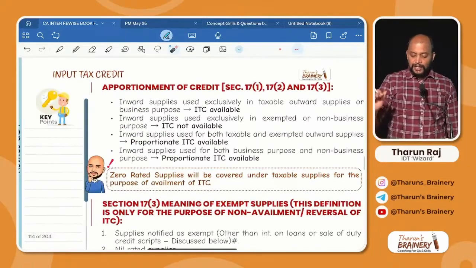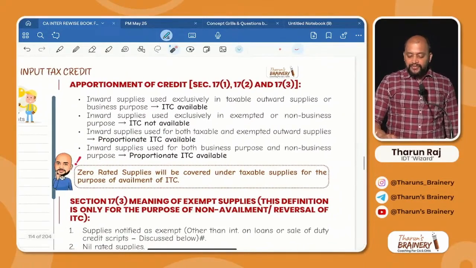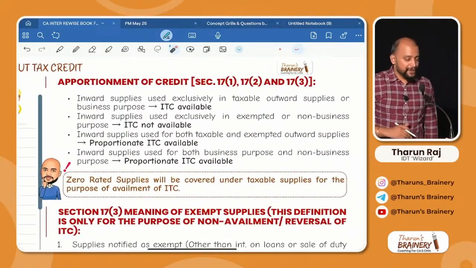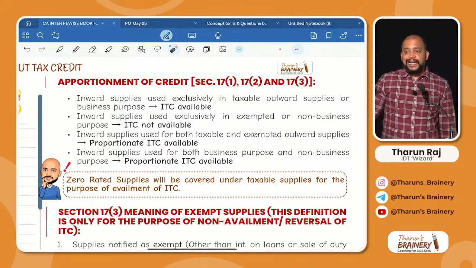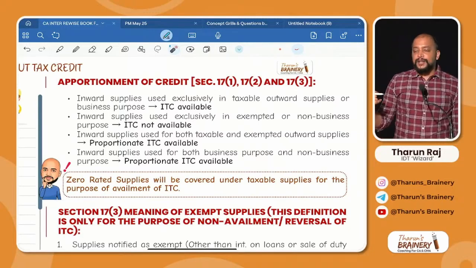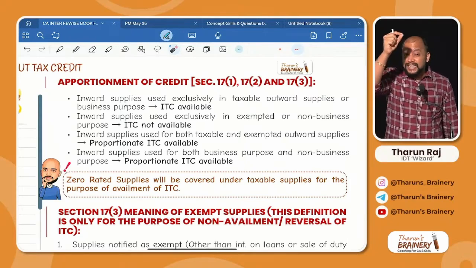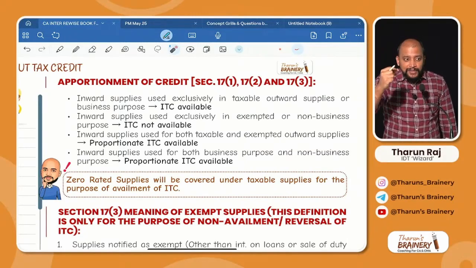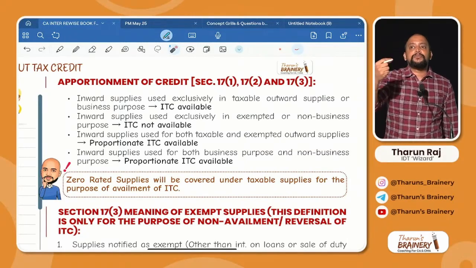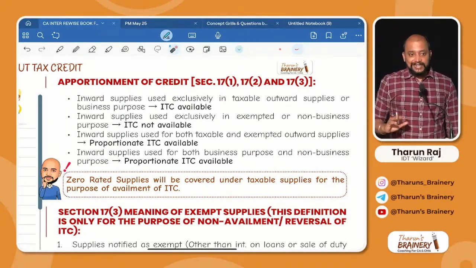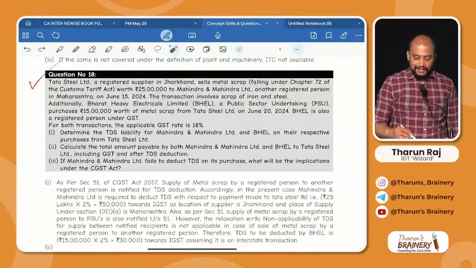Okay. Next, thereafter we have apportionment of credit and blocked credits and section 18, that is input tax credit in special cases. But related to this section 16, I told you the amendments. On that we have some questions on amendments. We will discuss that. Okay. So please see this.